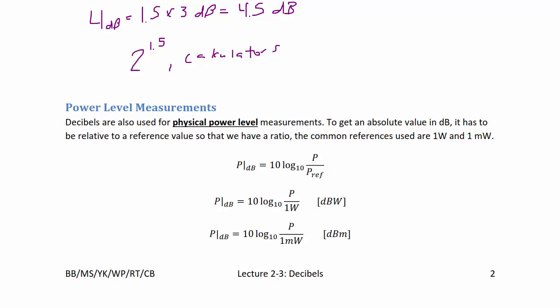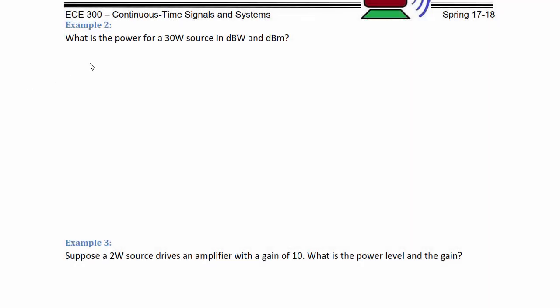So if the reference is 1 watt, then we have 10 log base 10 of P over 1 watt, and the units are dBW. Or if we have a reference of 1 milliwatt, then we have 10 log base 10 of P over 1 milliwatt, which is units of dBm. Example 2. What is the power for a 30 watt source in dBW and dBm?